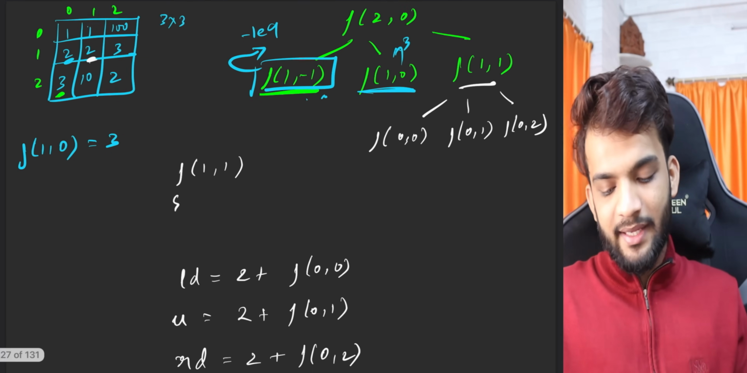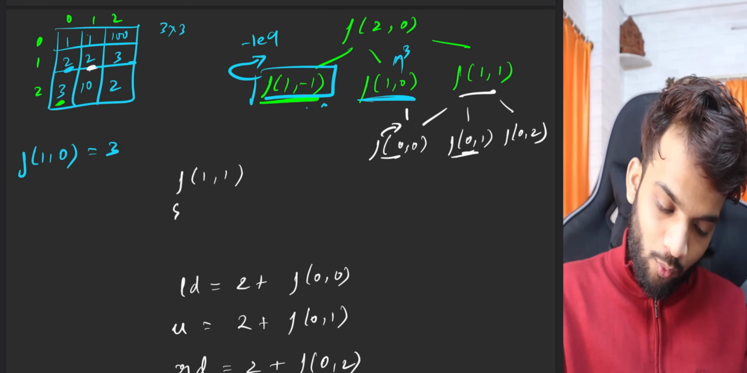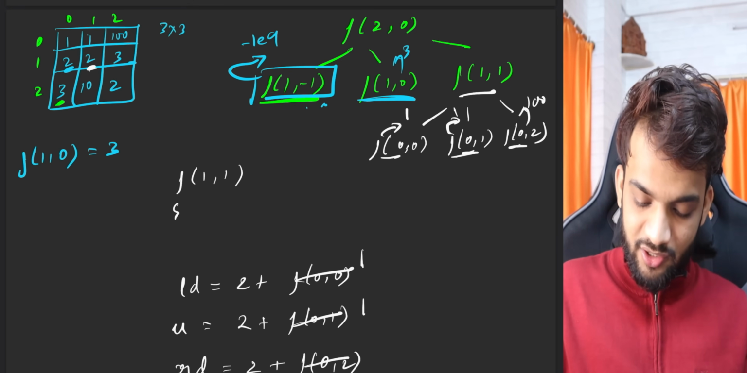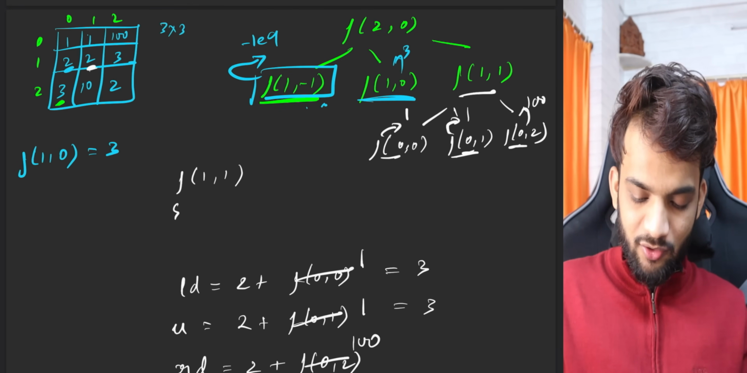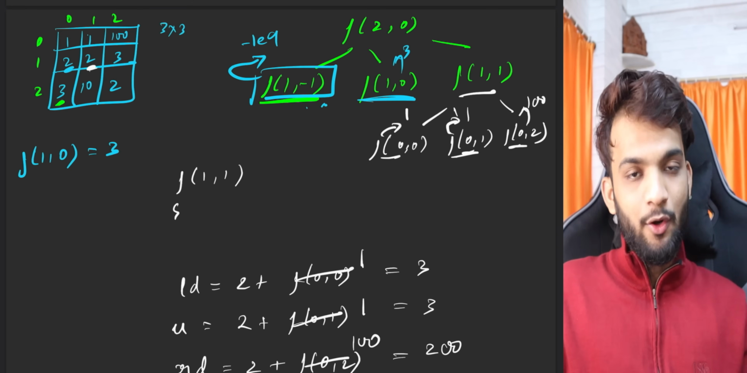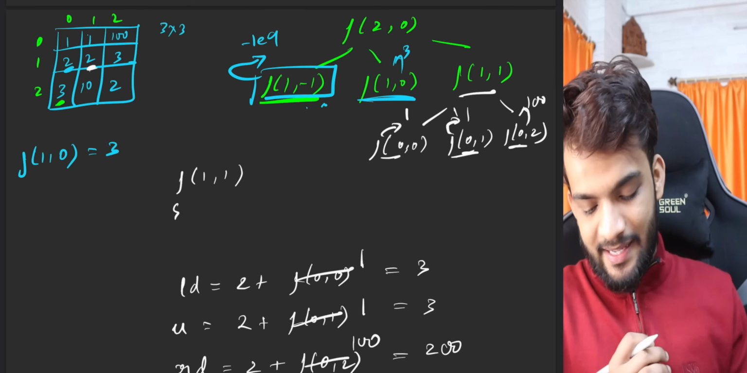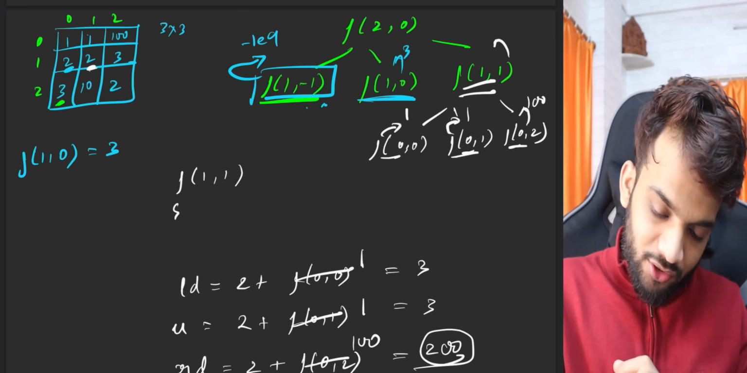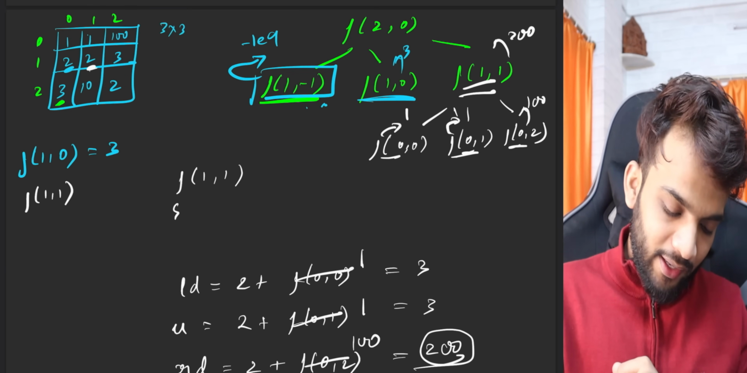So can I say f of 0, 0 will return 1, f of 0, 1 will return 1, f of 0, 2 will return 100. So this returns 1, this returns 1, this returns 100. So can I say over here you get 3, over here you get 3, over here you get 200. Make sense? You are getting indeed 200. So the maximum is 200. Thereby this guy returns 200. So you get f of 1, 1 as 200.